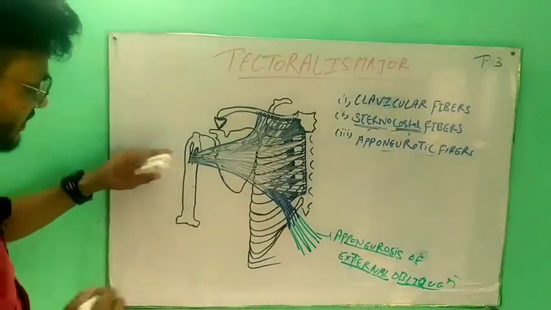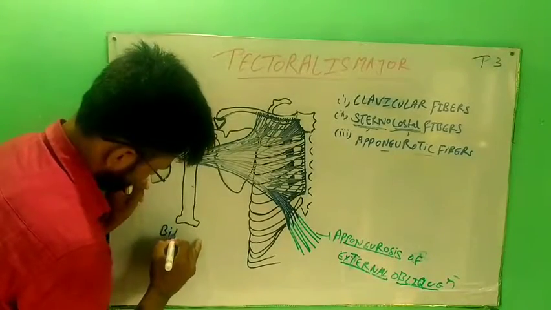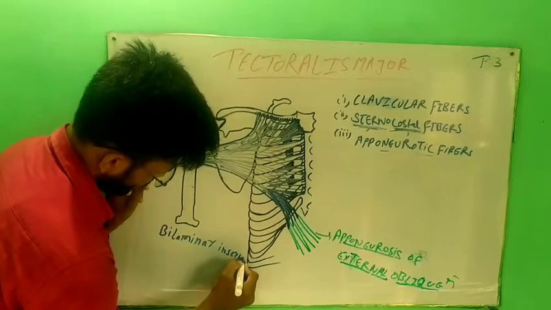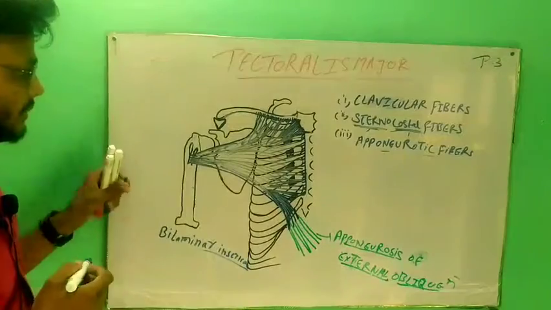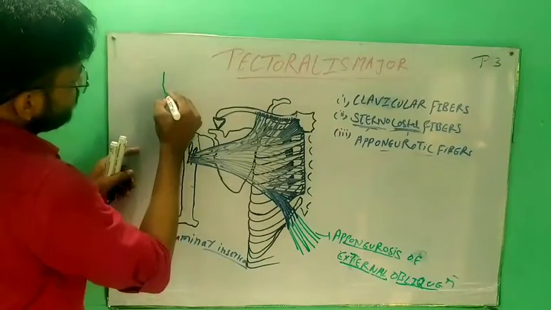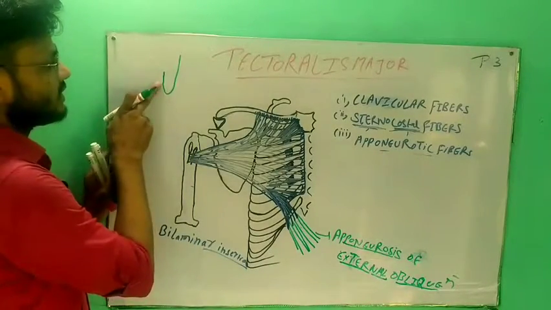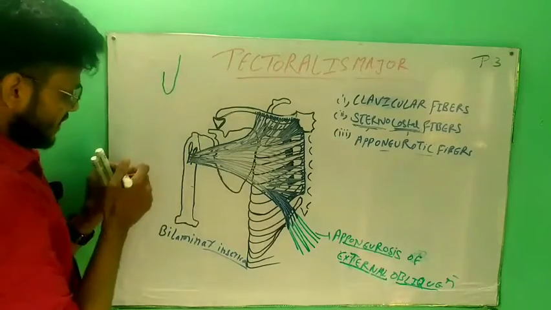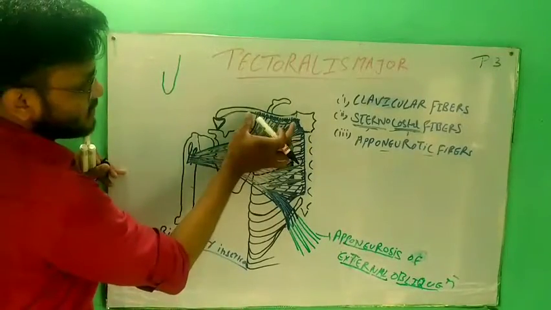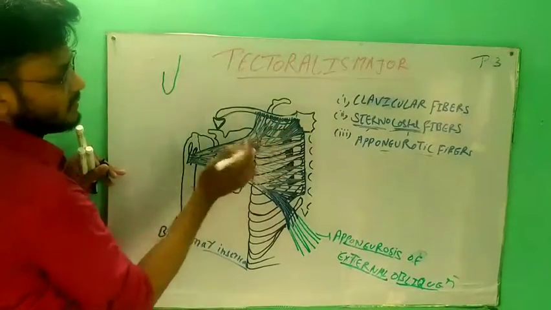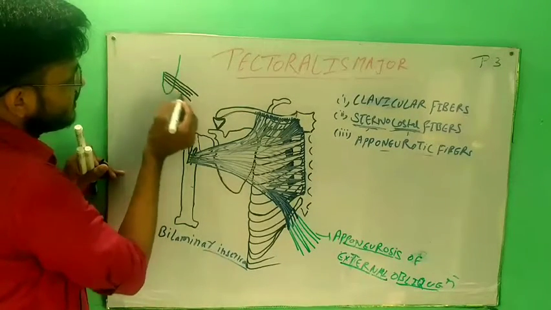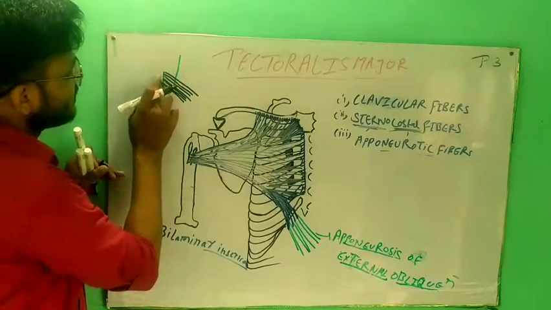This insertion is a bilaminar insertion. Bilaminar insertion means there are two laminae. This is the anterior lamina and this is the posterior lamina. In the anterior lamina come the clavicular fibers and the fibers coming from the manubrium. These fibers are inserted into the anterior lamina.